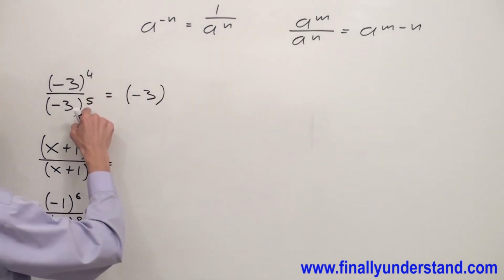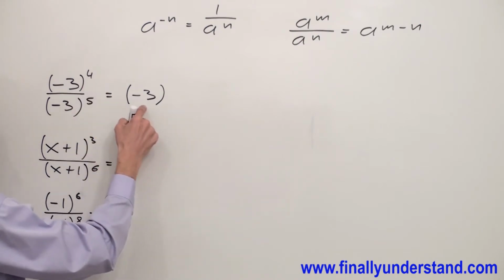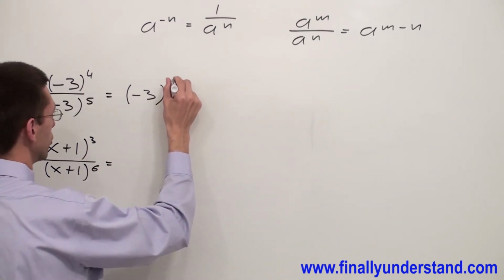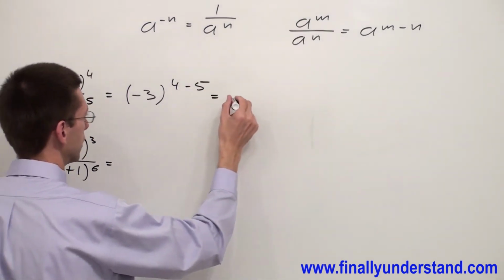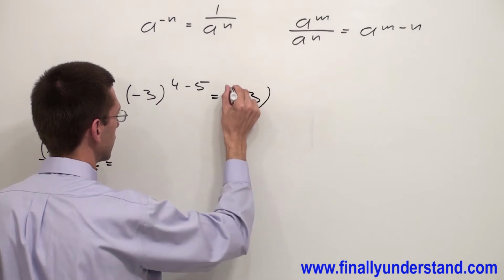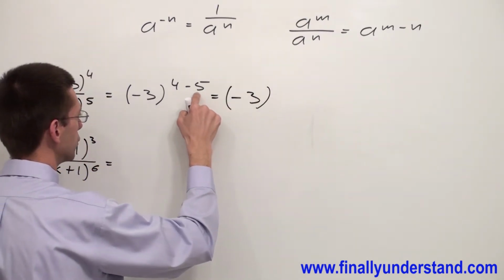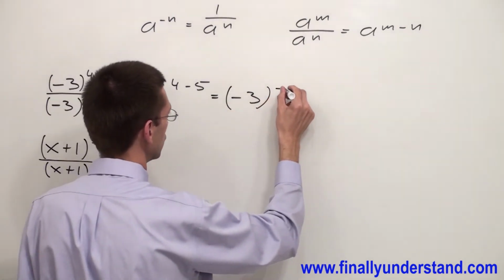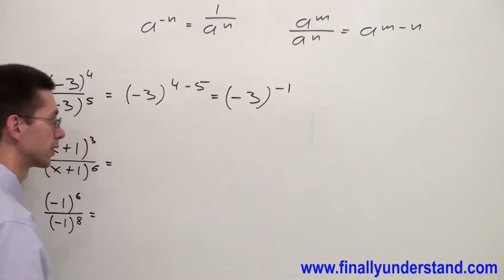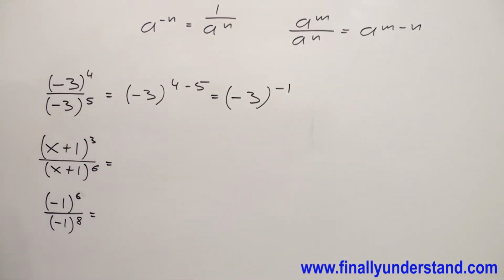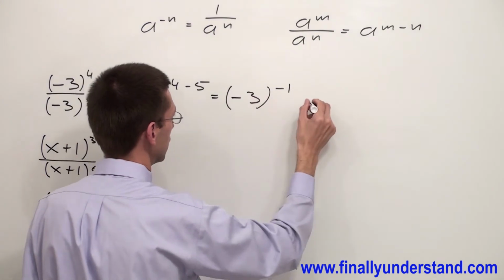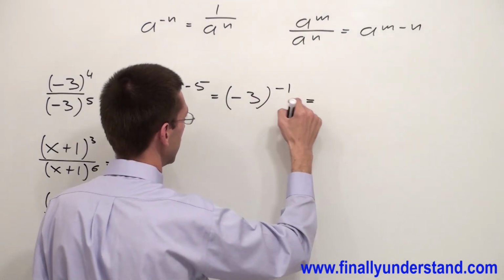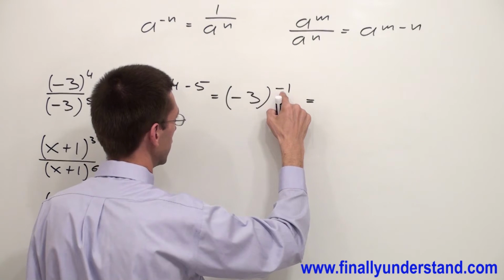Anytime I divide numbers with the same base, I have to keep the base and subtract the exponents, 4 minus 5. Okay? Keep the base. And 4 minus 5 is -1. Most of the time in mathematics, we're supposed to convert negative exponents to positive. Now we have to apply this rule. We have to find the reciprocal of -3 and change the negative sign of my exponent to positive.